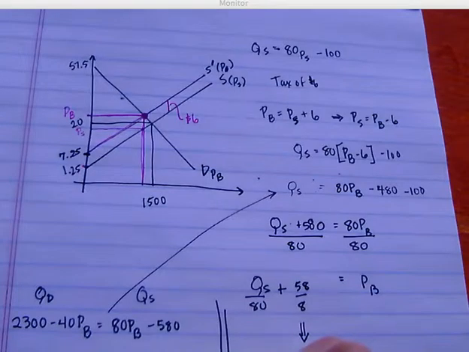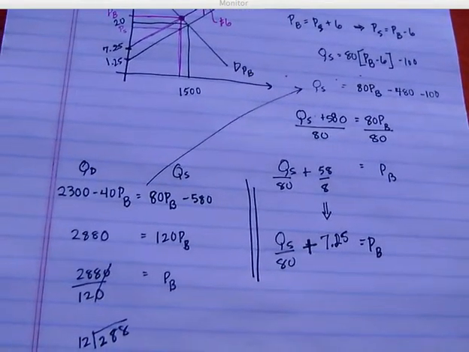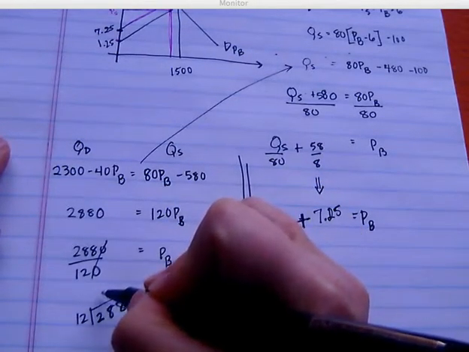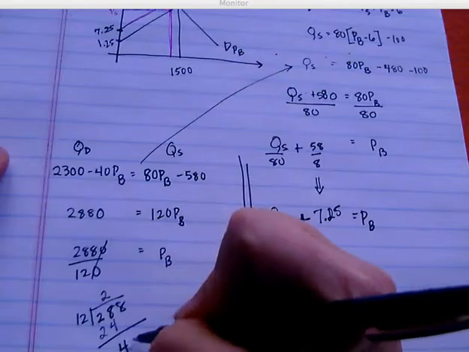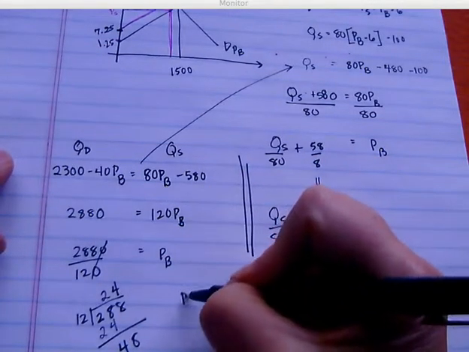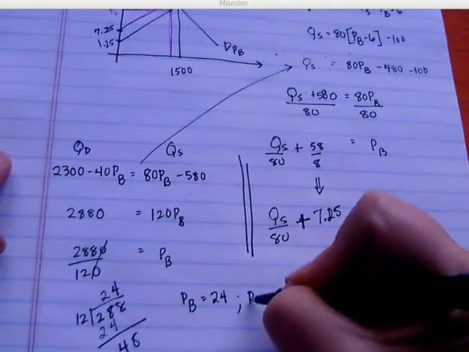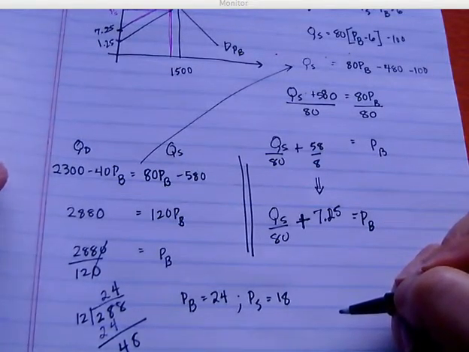So we will just divide through, and from that we can get the price to the buyer. Let's get rid of the zeros, so 12 into 288. I realize that you guys couldn't see all of that. So 12 into 288, well, 12 times 2 is 24, and 12 times 4 is 48. So the price to the buyer is equal to $24. That means the price to the seller is equal to $18, because 24 minus 6 gives us 18.